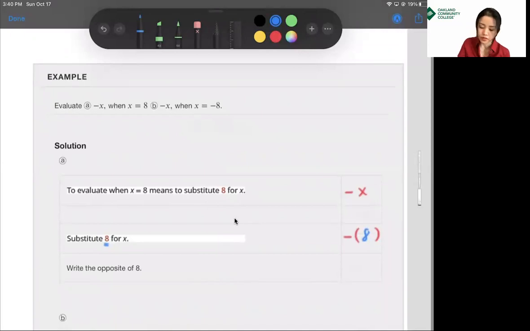So the final answer will be -8. Or you can leave your final answer like that. That's also fine.